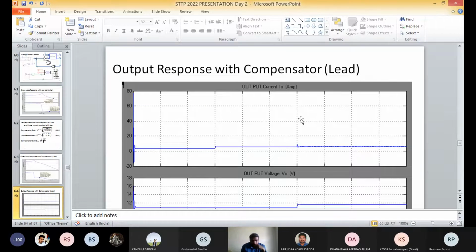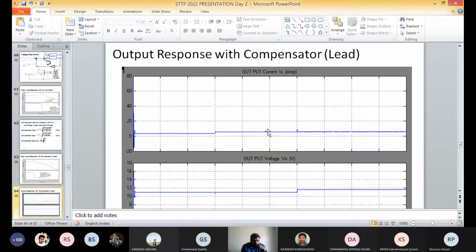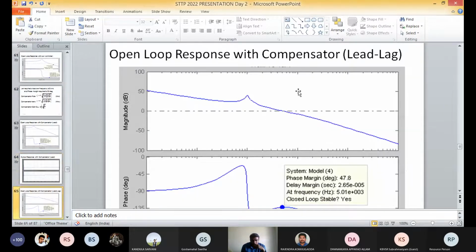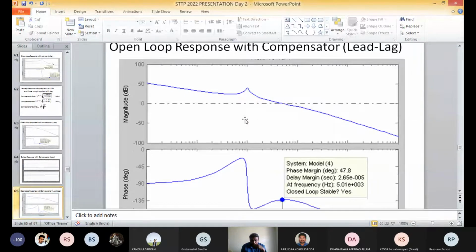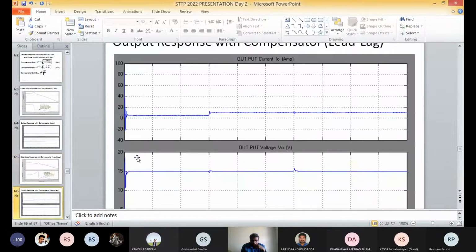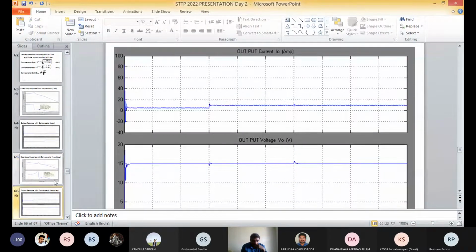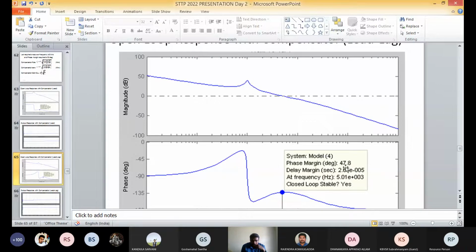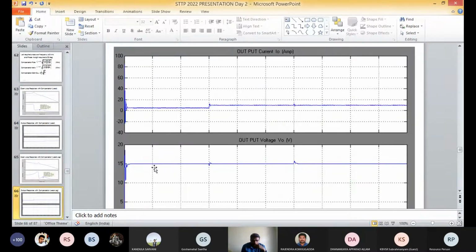That's why they change some of the parameters. After that they add a lead lag compensator. After adding the lead lag compensator they get 47.80 degrees at 5 kilohertz, and again by fine tuning the compensator gain, after designing the lead lag compensator with this phase margin at 5.01 kilohertz, they observe the output response is like this.